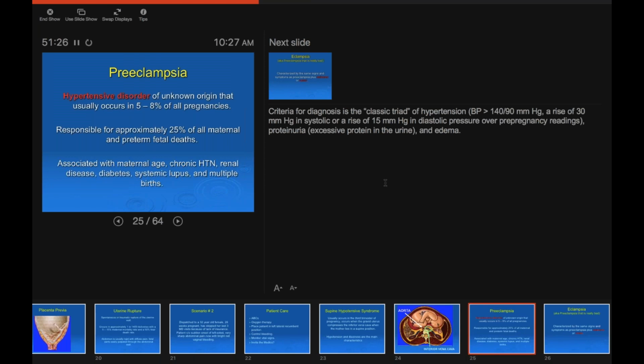Preeclampsia is a hypertensive disorder of unknown origin that usually occurs in 5 to 8% of pregnancies. Hypertensive disorders are responsible for approximately 25% of all maternal and preterm fetal deaths. It is associated with maternal age, chronic hypertension, renal disease, diabetes, systemic lupus, and multiple births.